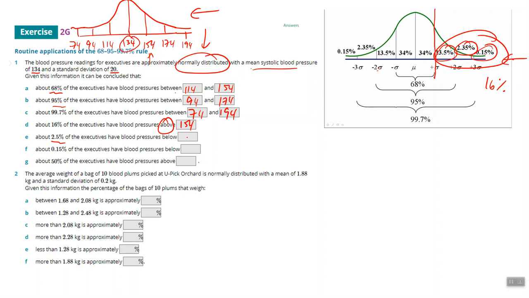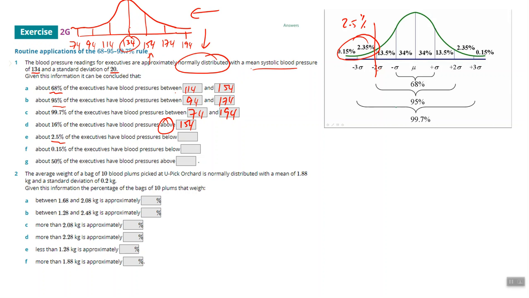2.5% will be below. Okay, below is going backwards. So if I go below, again, it's not going to be below this mark because this is the halfway mark. It won't be below this mark because this adds up to 16%. So it must be below this mark, which is 2 standard deviations to the left. So if I add these two together, I should get 2.5%.